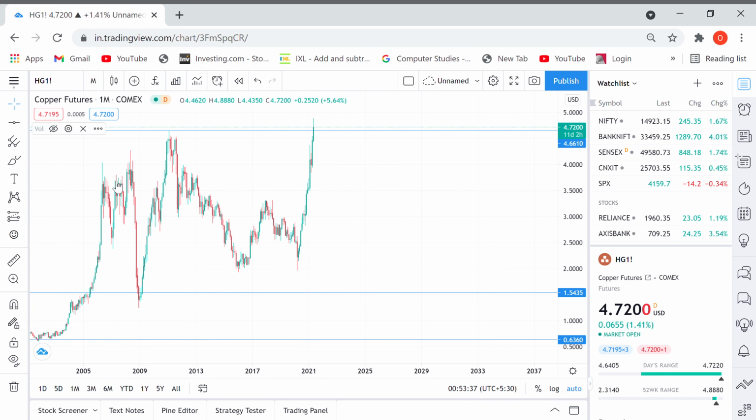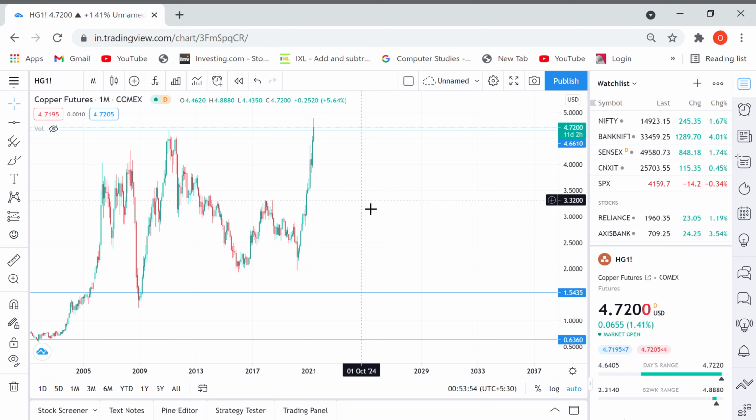Okay, this is a monthly chart, not a daily chart. So don't expect this to move in one day. You have to give it time, you have to give it months, and the stock will move. This commodity will move much higher, much higher.